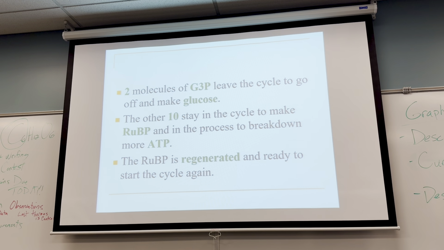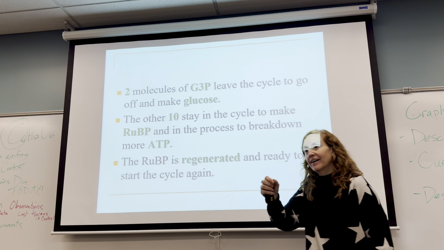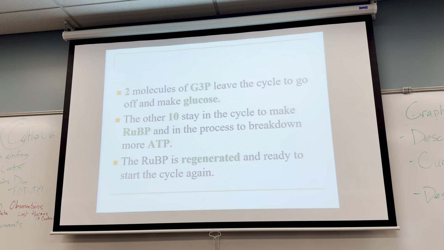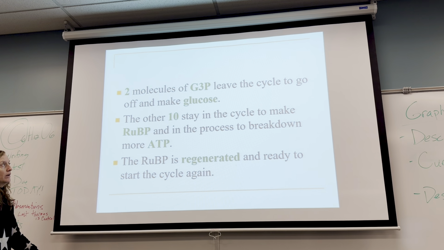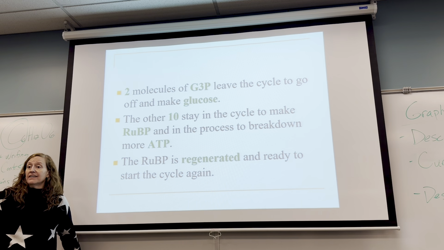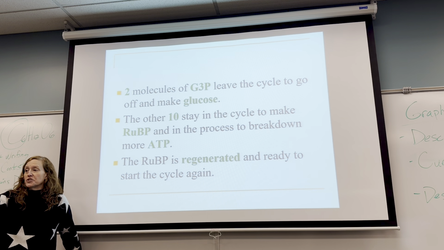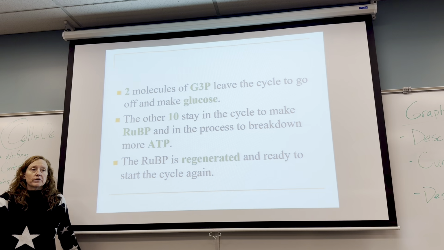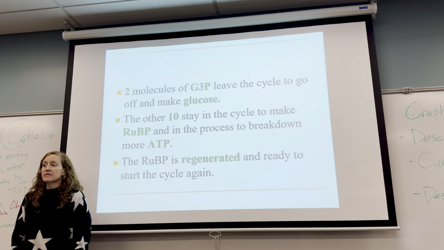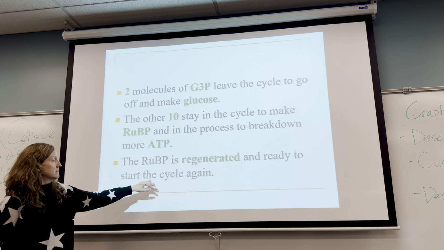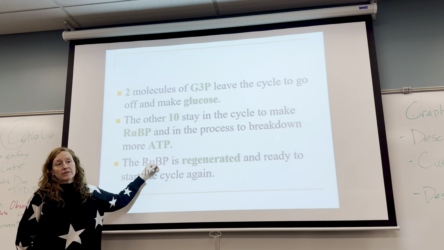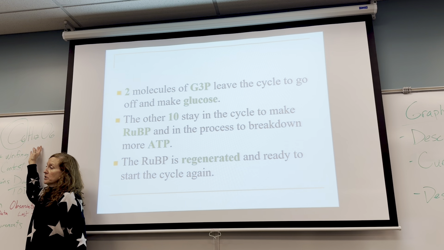RuBP gets regenerated, and the cycle's ready to start again if there is 6 carbon dioxides, ATP, NADPH, and water. So on a sunny day, this will just keep going. It'll go and go and go until all the ATPs and the NADPHs are used to regenerate RuBP so that glucose can be made.